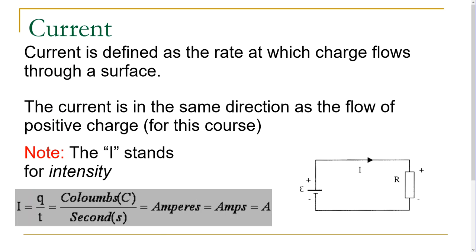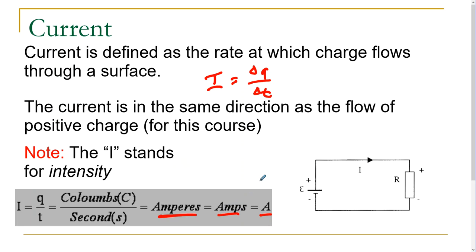If you look on your reference sheet for the class, you'll find that I is denoted by the change in charge over the change in time. So if you know how the charge changes, if it increases or decreases over some time interval, you can find the current. How is current calculated? Well, that is coulombs per second. Current is measured in amps or amperes, or sometimes just capital A.